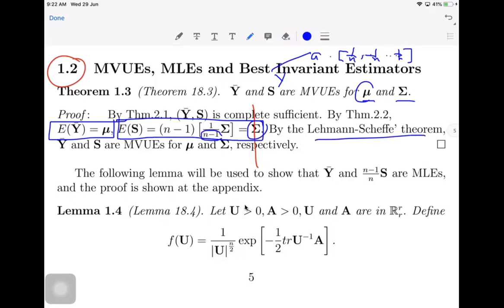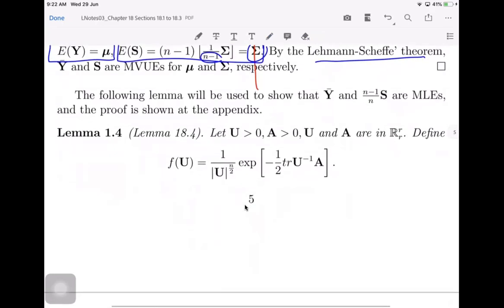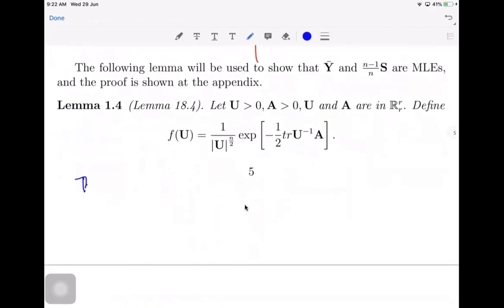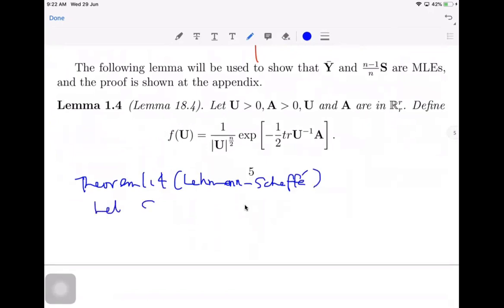Now, the Lehmann-Scheffé theorem tells you that if your estimators are unbiased and it is complete sufficient, then it is MVUE. Okay, so let me state the Lehmann-Scheffé in chapter 1. That will be theorem 1.4. Okay, am I audible still? Are you still with me?